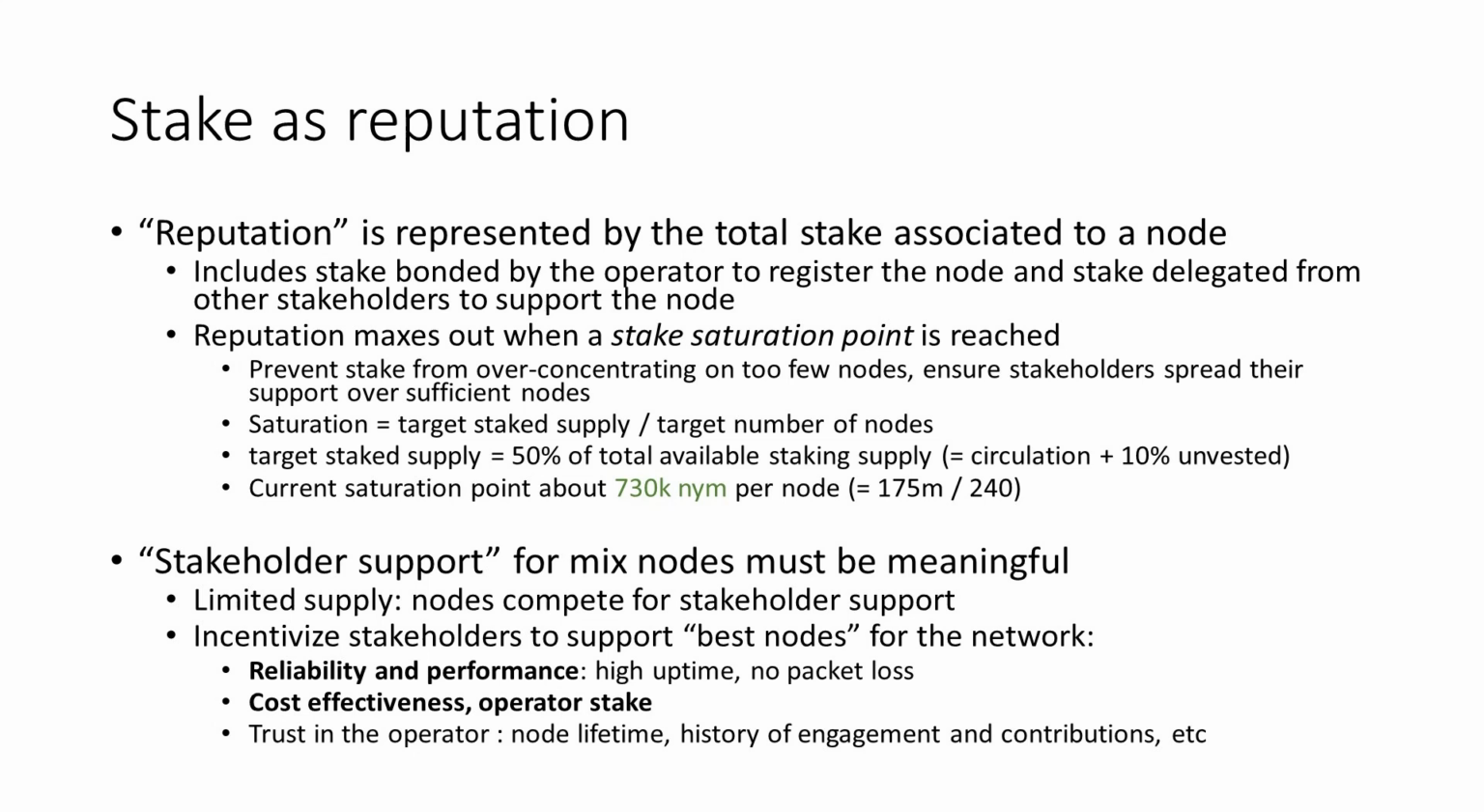Okay. So currently the saturation point is 730,000 NIMs, because the total staking supply is 350 million. Half of it is 175 million, and we have as a target number of nodes 240. So if you do the math, it comes down to this number.